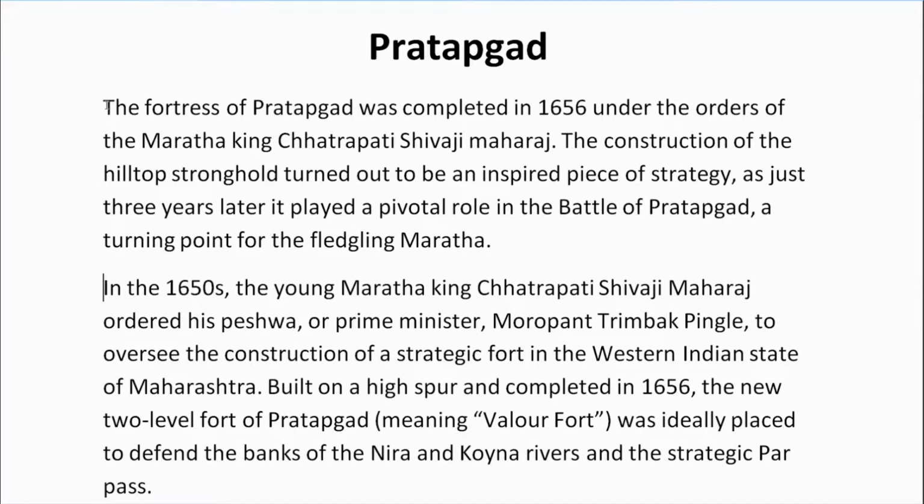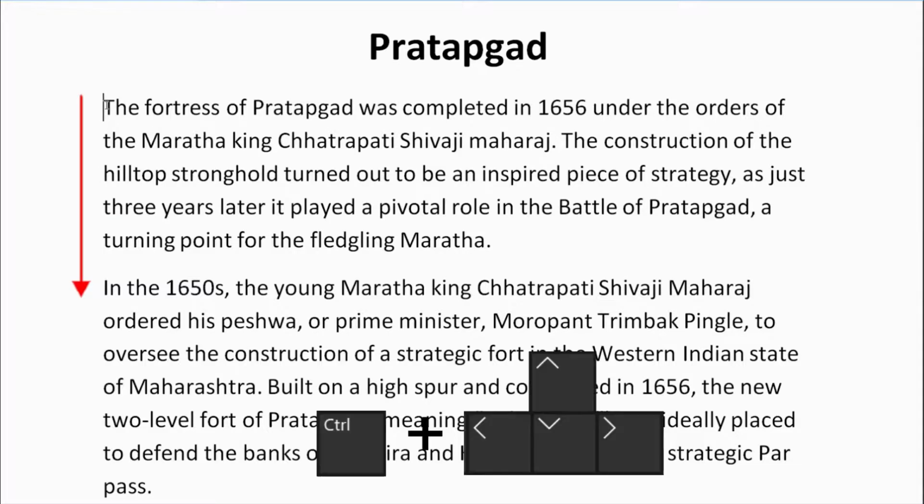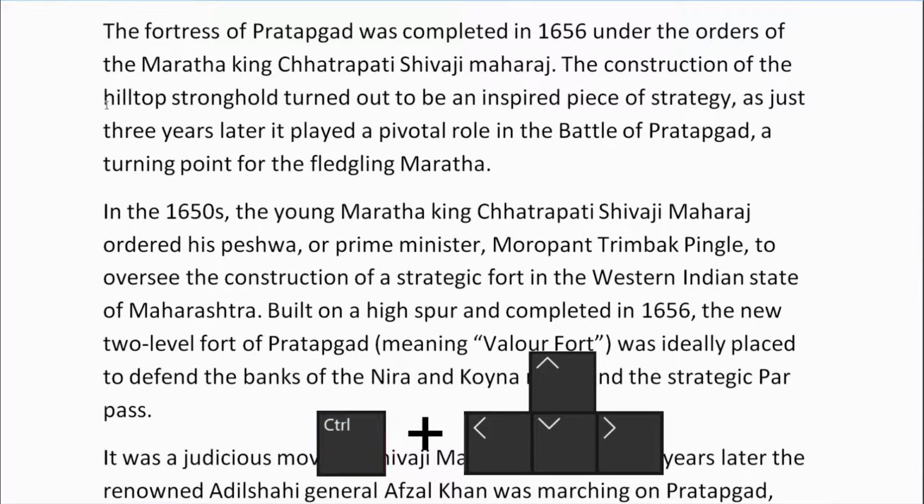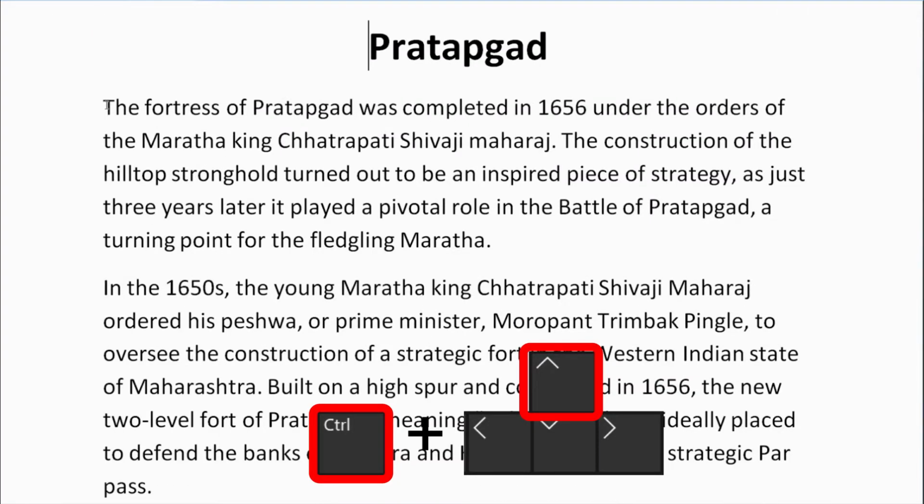Now you want to go to the next paragraph. Of course, you can do that using only the arrow keys. But as you can see, it's tasking to go line by line. For this, you can use Ctrl and down arrow. This will move the cursor to the start of the next paragraph. And the same way, you can use Ctrl and up arrow to move the cursor to the start of the previous paragraph.